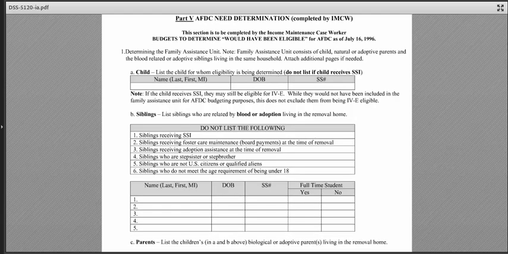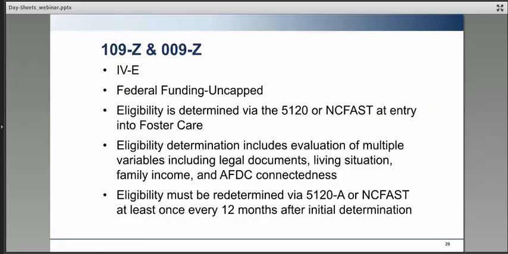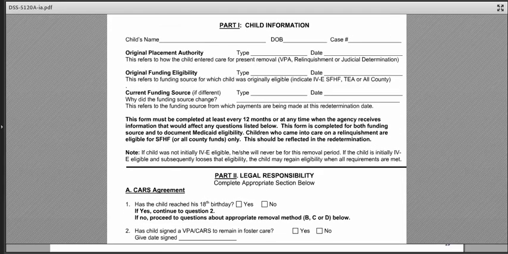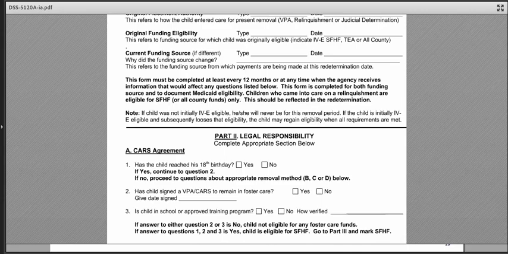Now, as I mentioned, every 12 months, it's required to do a redetermination. So the redetermination form is the 5120A. Now the 5120A, which we're going to try and pull up here for you, is a little bit simpler. It focuses on just a few items.